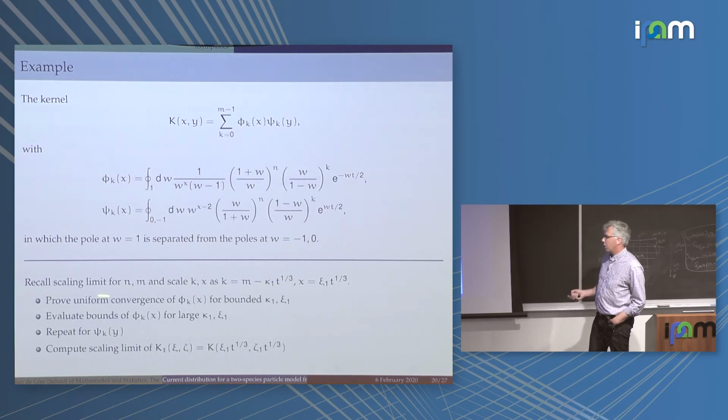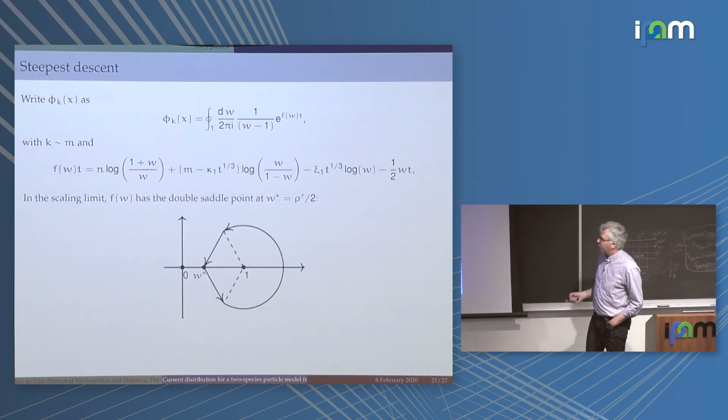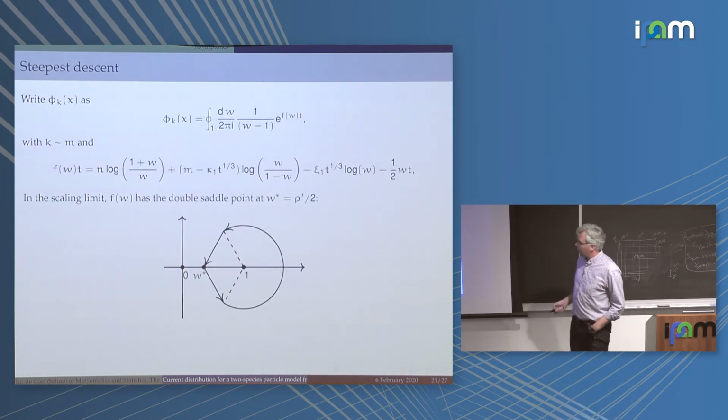So there's some quite subtle calculation that you need to do here. You need to bound them when kappa 1 and psi 1 are large, and you do that for both phi and psi, and then you can compute the scaling limit in this certain way, and then you can do steepest descent.